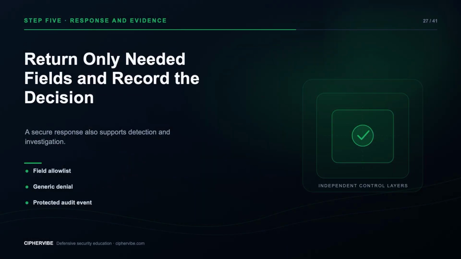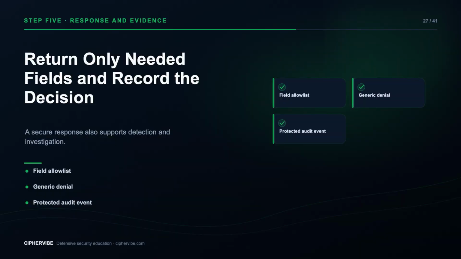Return only fields the customer needs. Use a generic denial that does not reveal another order's existence. Record the actor, action, resource type, outcome, time, and correlation identifier without logging secrets. Alert on repeated cross-object denials when the pattern becomes meaningful.